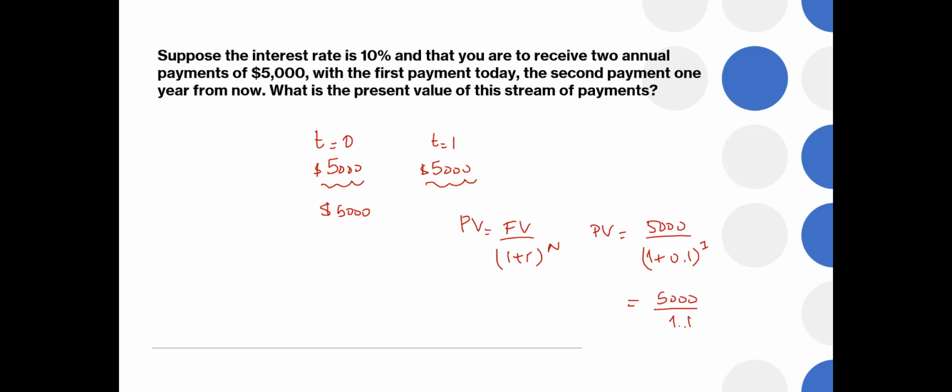You can just find this by using the calculator on your phone. You divide 5,000 by 1.1, which is equivalent to $4,545.5. So the present value is the 5,000 from today plus the present value of the 5,000 that I will receive in a year, which is 4,545.5, and that's equal to $9,545.5.